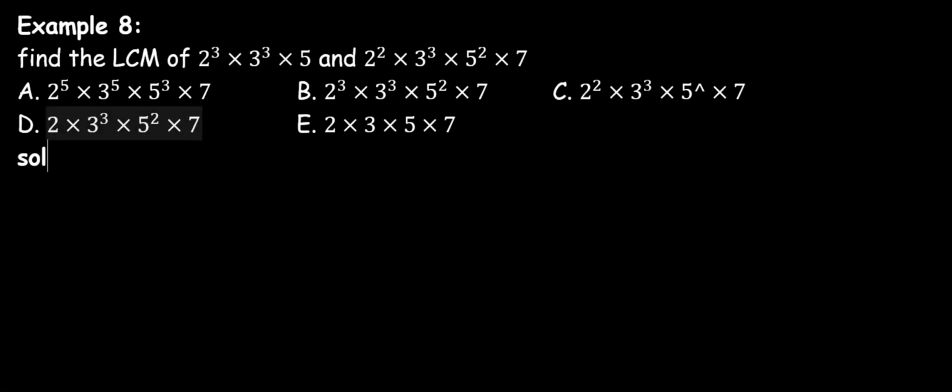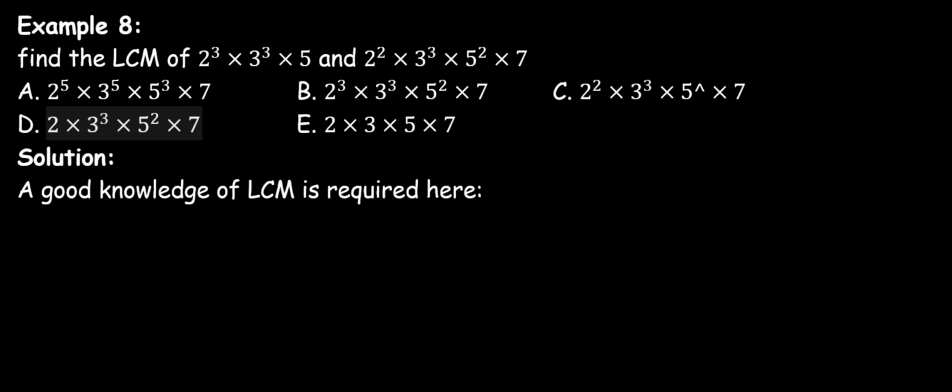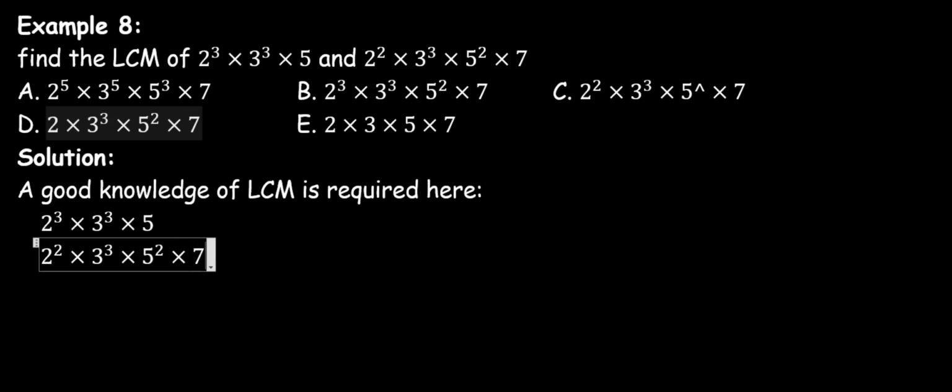Solution. A good knowledge of LCM is required here. We arrange our first value, 2 raised to power 3 times 3 raised to power 3 times 5. Under each of the values, we put the second value. 2 will be under 2, 3 will be under 3, and 5 will be under 5, like that. So 2 raised to power 2 times 3 raised to power 3 times 5 raised to power 2 times 7.